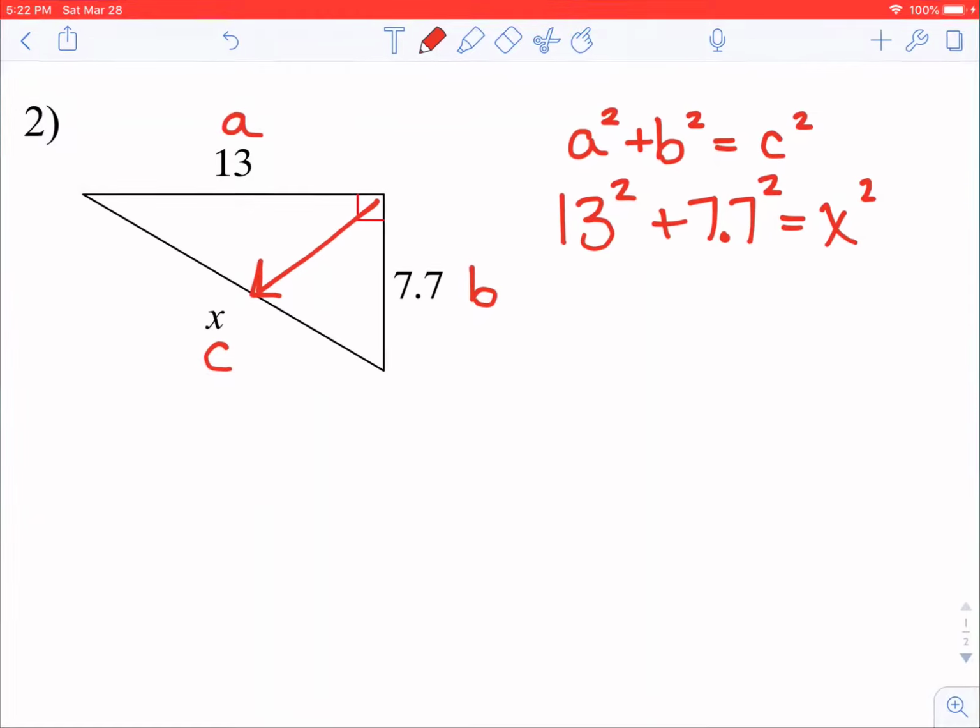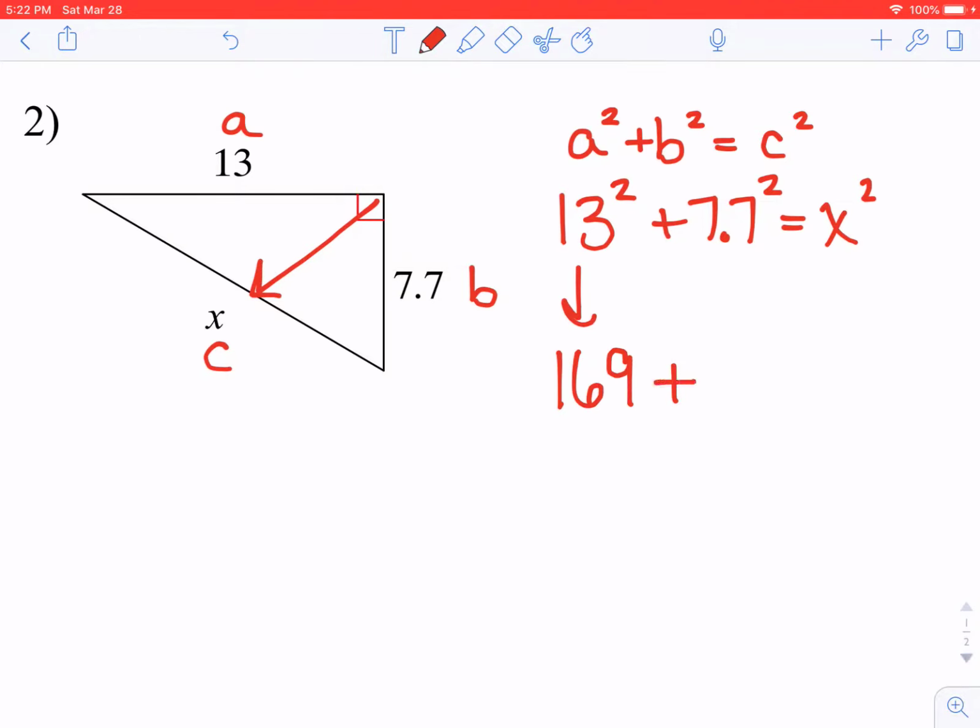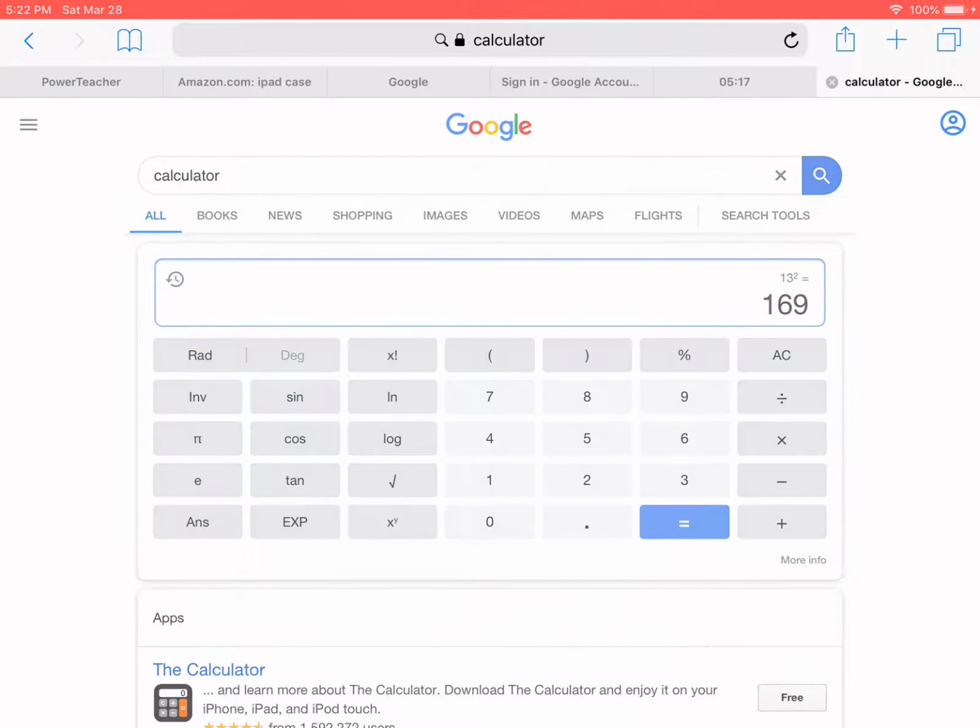So I'm going to go back. So this is 169. Notice how my exponent's gone because I took care of that. I'm going to bring down my plus sign, and now I'm going to do the same thing for 7.7. So I'm going to go back to my calculator. I'm going to clear it, and I'm going to type in 7.7. I'm going to press this button to the left of the 0, x to the power y. It's going to bring open a little box there where I can type in the exponent, which is 2. And I hit equals.